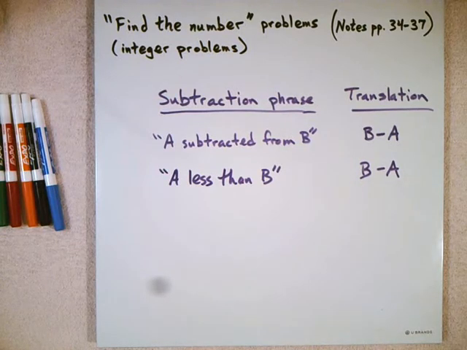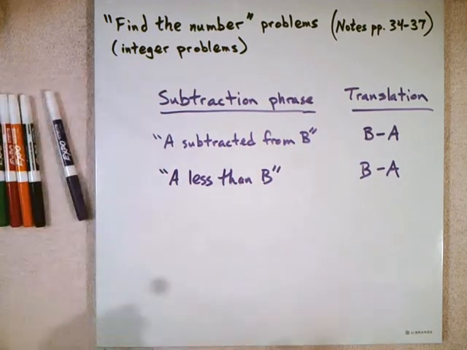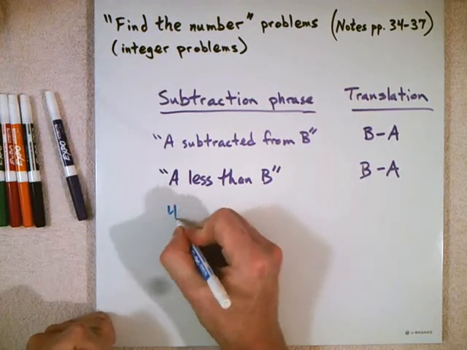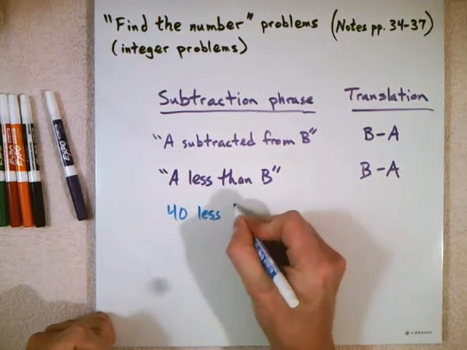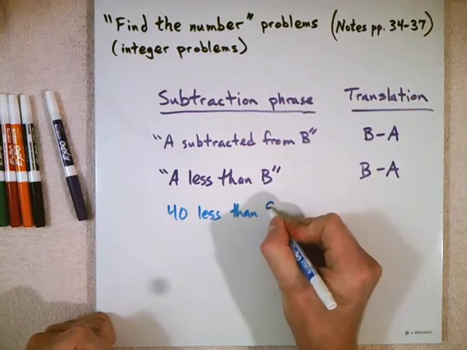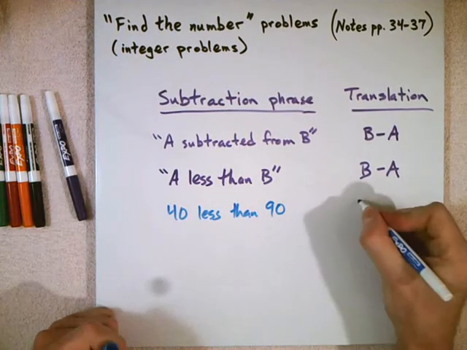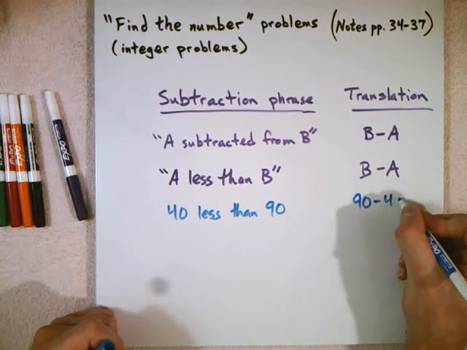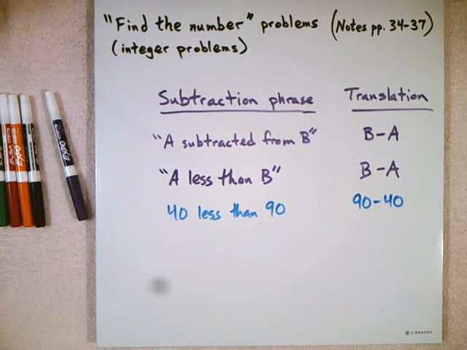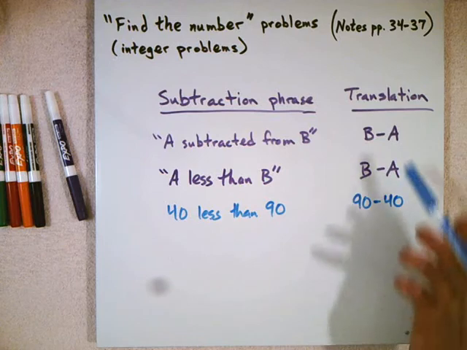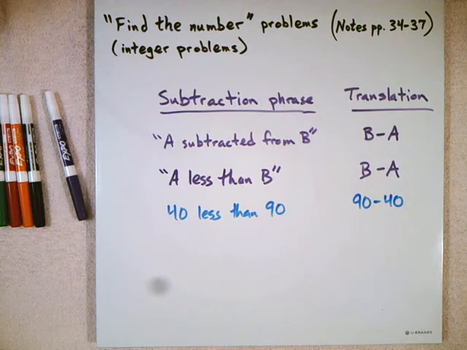Probably best to go ahead and do a numerical example again. Suppose we have, say, 40 less than 90. Okay. What is that? I'm 40 below 90. How would I get there? I'd start at 90, wouldn't I? And go down 40, which would give you 50 in the end, isn't it? Yeah, so very similar to the A subtracted from B. Most students don't tend to foul up either of these.